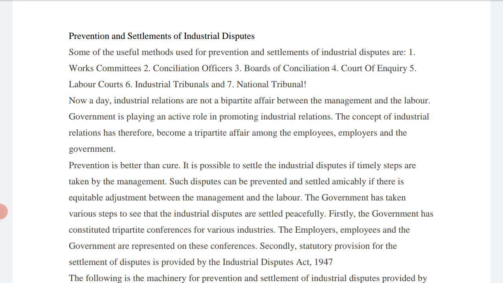In today's lecture of the course Diploma in Human Resource Management, we will be studying paper number 1, Management of Industrial Relations, unit number 2, Industrial Conflict. Into that, we will be studying one of the contents, that is prevention and settlement of industrial disputes. So let's start.